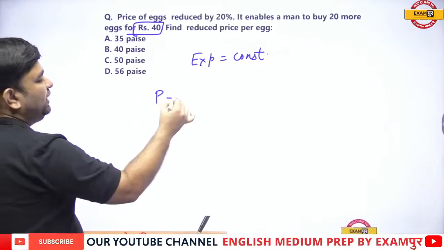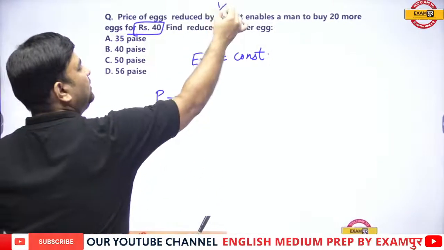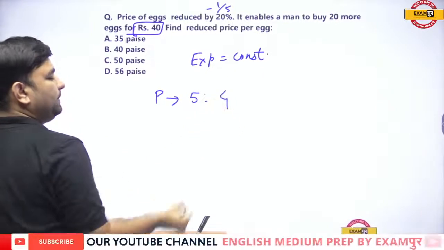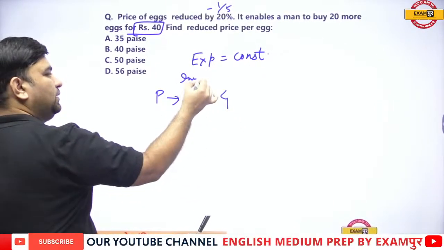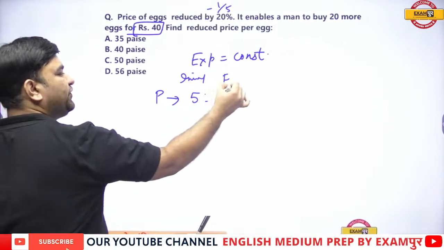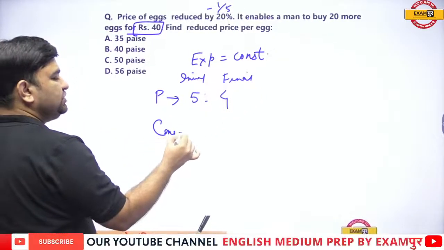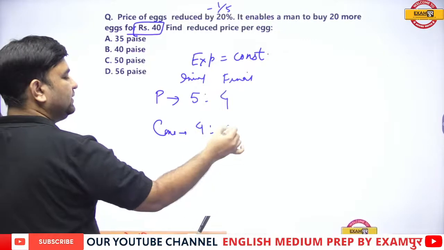Price reduced by 20%. So price reduced from 5 to 4. So consumption should be changing in the inverse ratio, from 4 to 5.